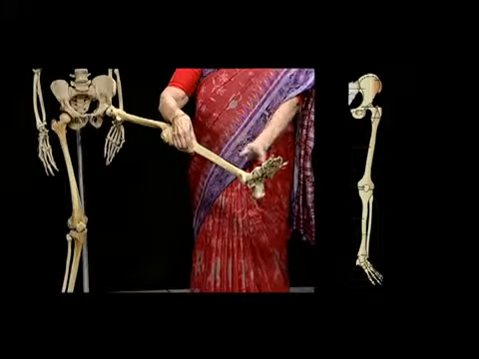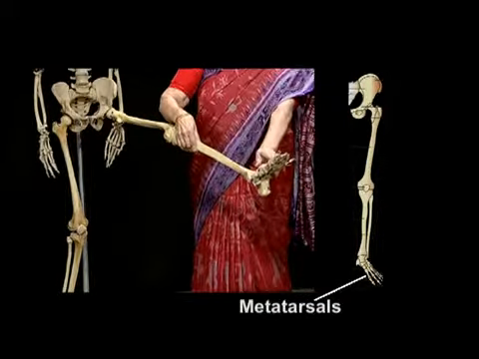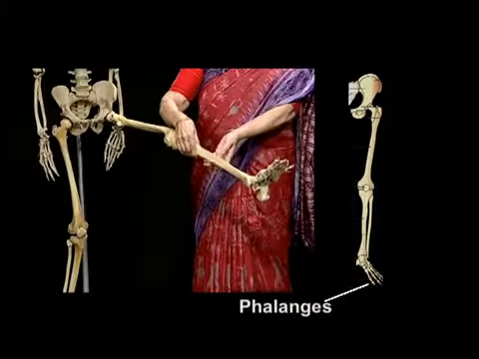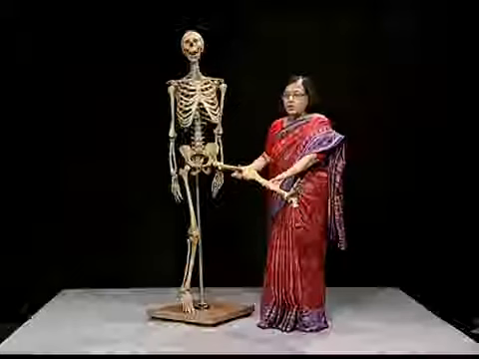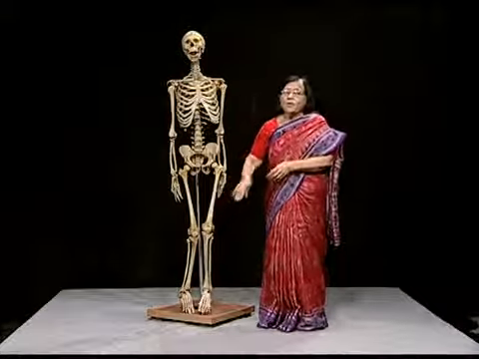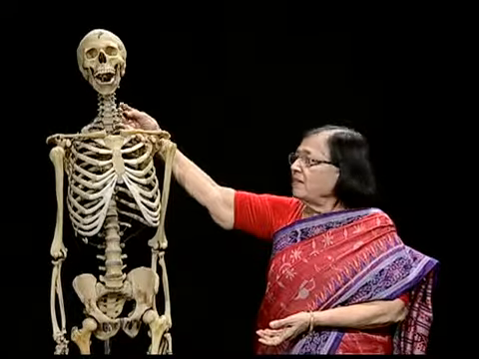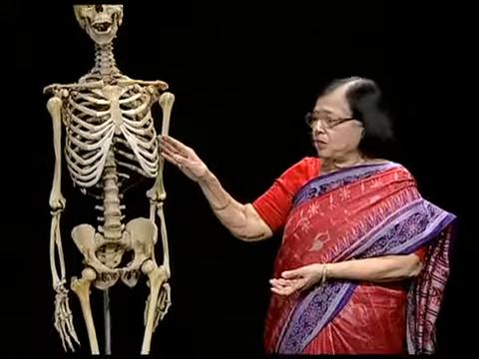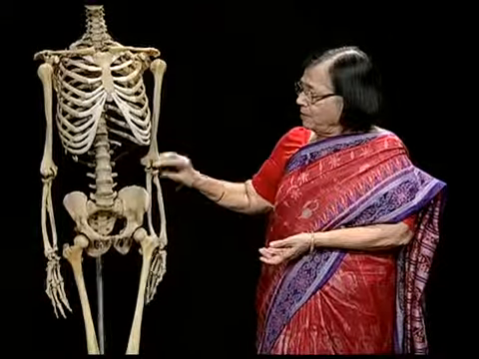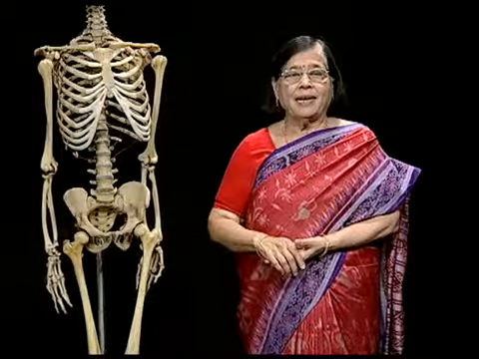Similarly, like in the forelimb, it has 8 tarsals, then 5 metatarsals in the feet, and then 14 phalanges or digits. That makes it 30. So, the leg also has 30 bones. With this, we have understood the skull, the neck area, the vertebral column, the rib cage, the pectoral girdle, the forelimb, pelvic girdle and the hind limb, and the importance of all these bones in our body.